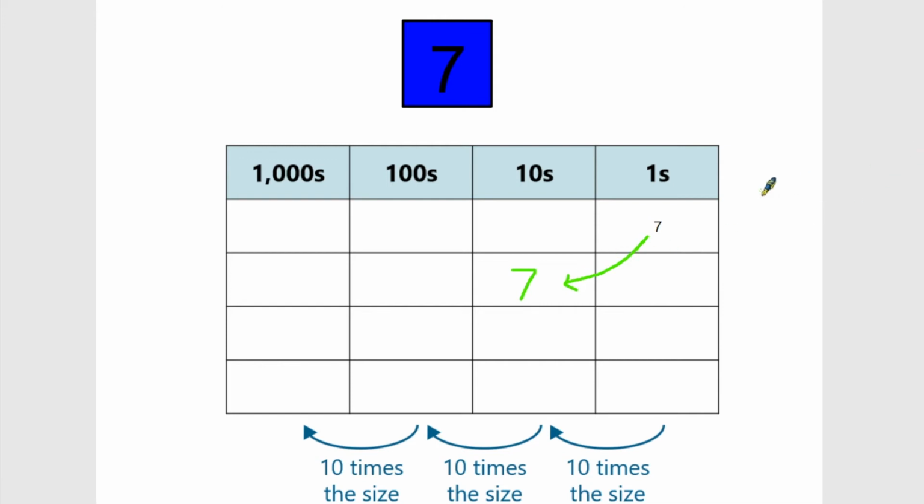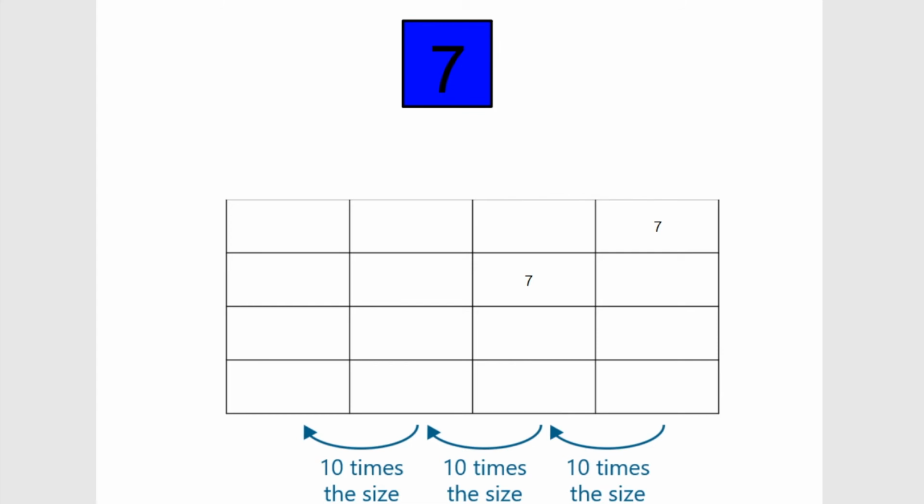Now, if I took away the headings on my grid, you'd see this. Oh, what's happened? It doesn't say 7 tens anymore. I need to add a 0. So I add my 0 to show that the number is 10 times bigger. 70.